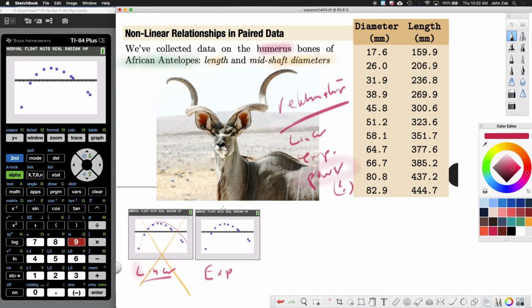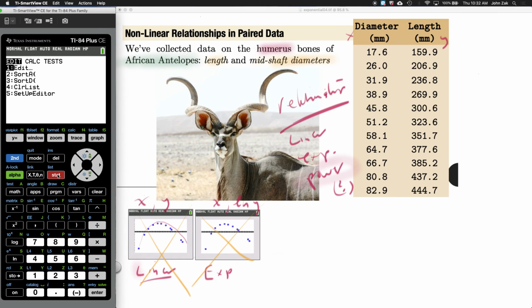And the exponential model involved x and the natural log of y, where y is the lengths and the diameters are x's. So this doesn't seem to be much of a better fit than making a linear model. All right, so this guy seems to be out. This doesn't seem to model the relationship correctly. Let's go to now the power model.